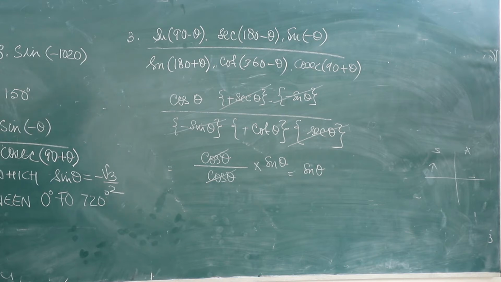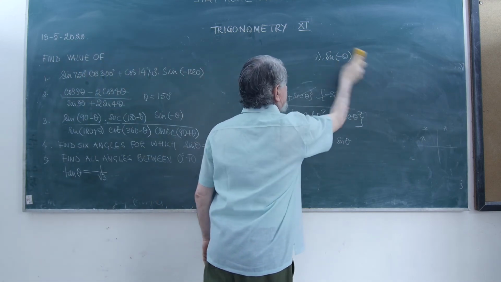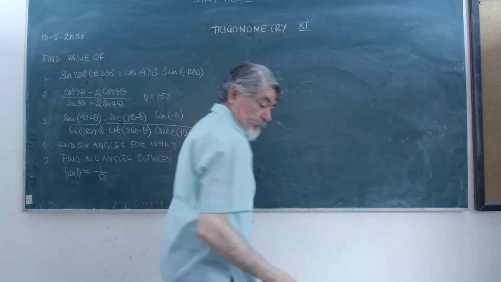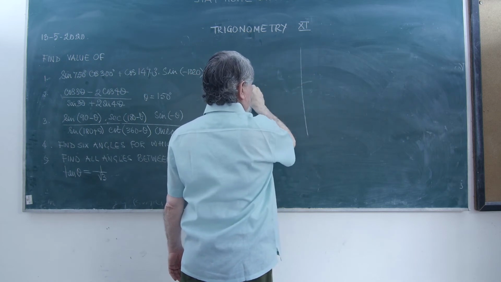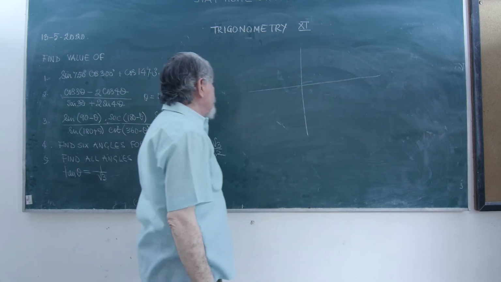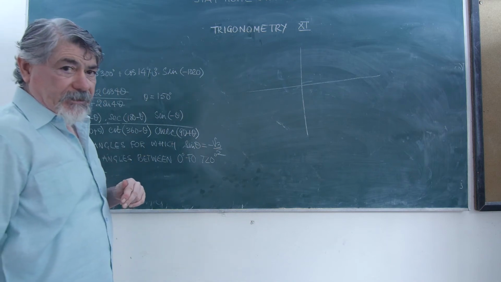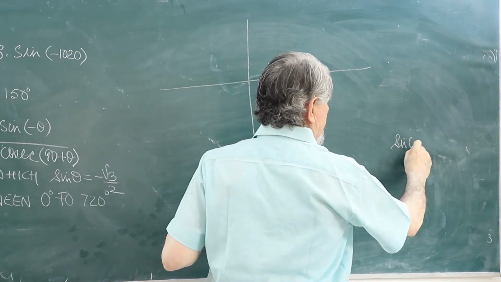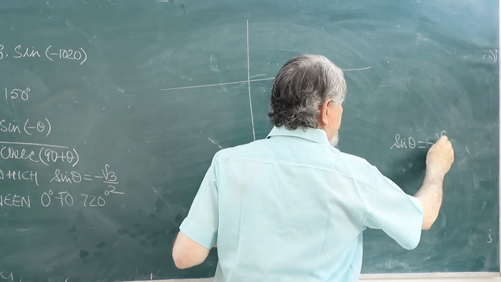Now let us see question number 4. In question number 4, I have to find 6 angles for which sine theta is minus root 3 upon 2. Sine theta is minus root 3 upon 2. Forget about the minus for the time being.